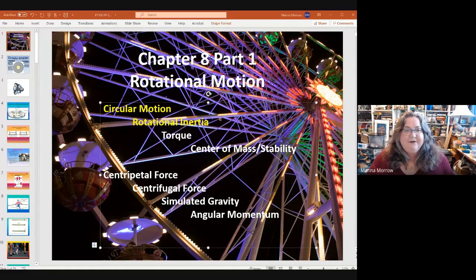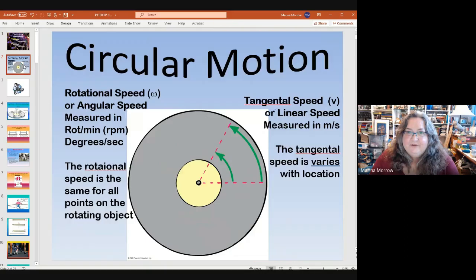Right, well, we're doing Chapter 8 now, and Chapter 8, the first part, we're going to cover circular motion and rotational inertia. Okay, so what is circular motion? Well, circular motion is about objects that move in a circular fashion, so they rotate.